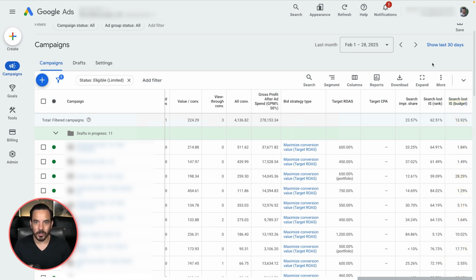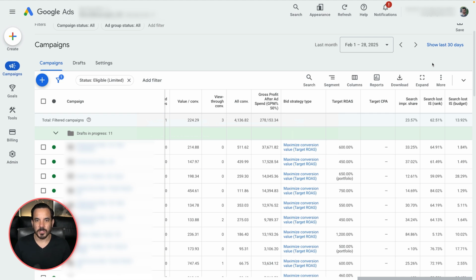By looking at this column here, we can see the exact size of the problem as a percentage. So for example, in this campaign over here that's limited by budget, according to the notification, the campaign's actually losing just under 3% market share due to a low daily budget. Increasing the budget by 3% or more would potentially capture this lost impression share.